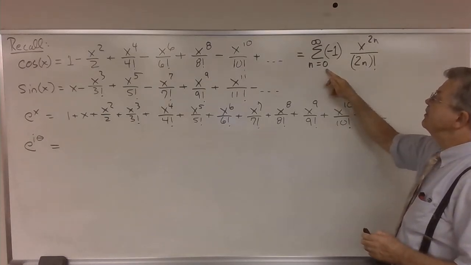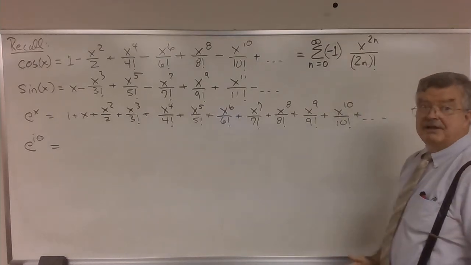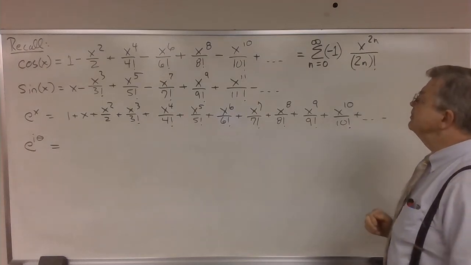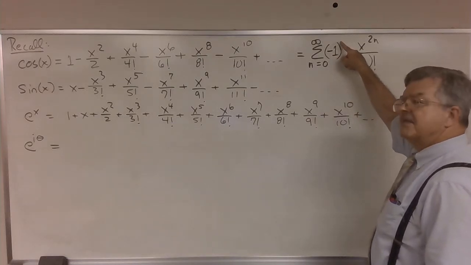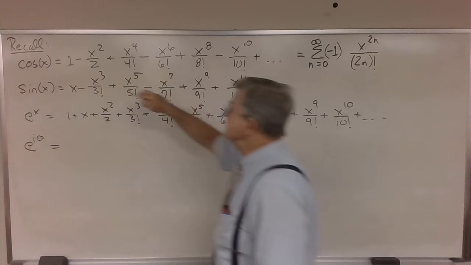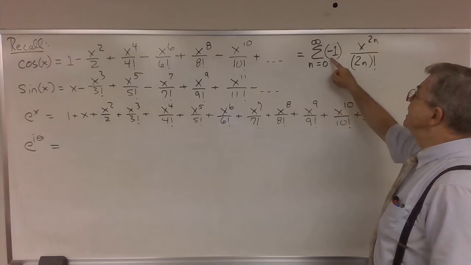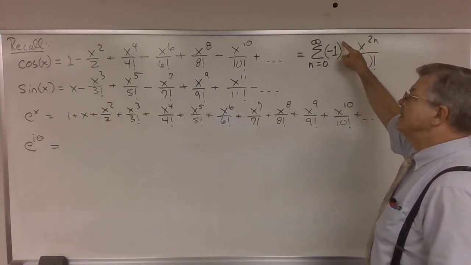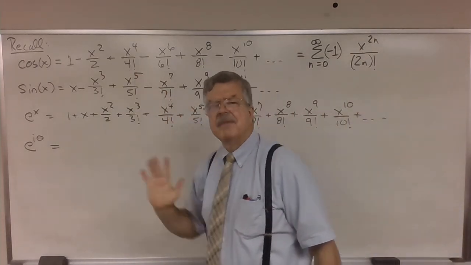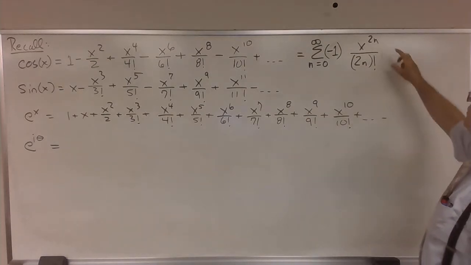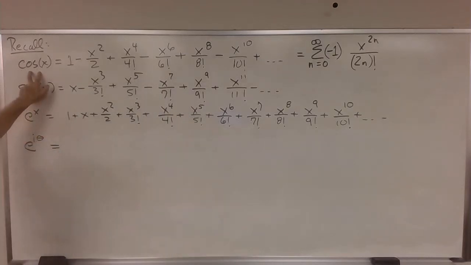When n is 0, if we have -1 to the n power, that's -1 to the 0, which is +1. It works for n equals 0. If n is 1, we have -1 to the 1 power, which is -1. Yeah, it seems to work. If n is 2, we have -1 to the 2 power. -1 squared is +1. Okay, I'm convinced. This is what the infinite series for cosine of x equals.